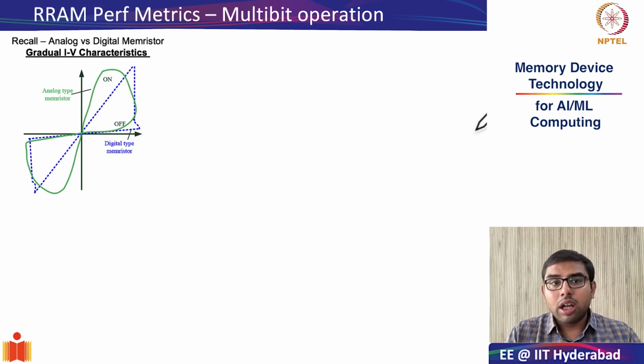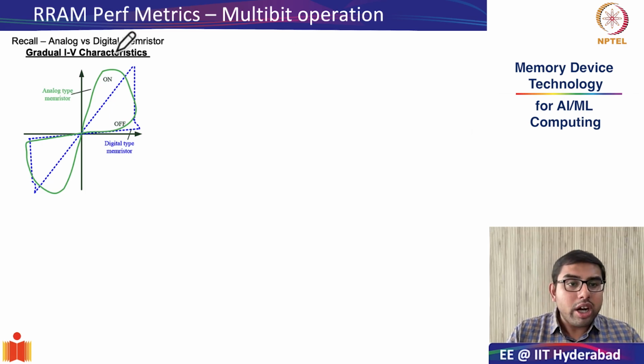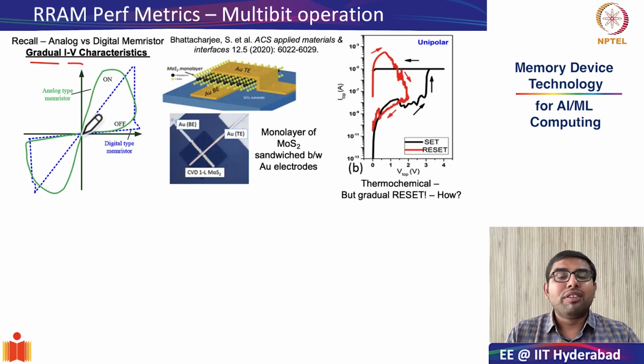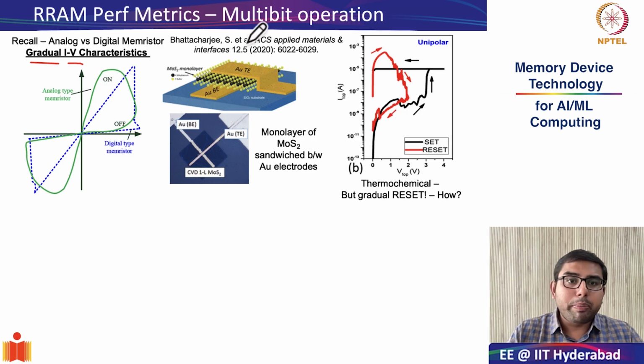Now, when we were studying memristor, I had alluded to the digital type of memristor and the analog type of memristor. Please try to recall, there we had studied that the gradual IV characteristics that we see in an analog type of memristor is what is responsible for giving us multi-bit characteristics. So I thought for this example, I will take the device which has been fabricated and measured by myself. So this is the paper that you can read, which came out in 2020.